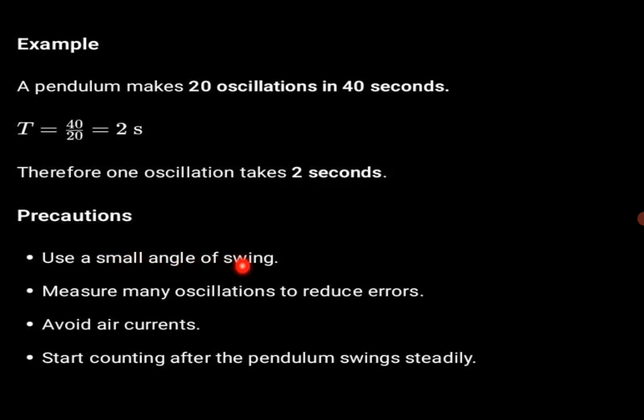So you're saying use a small angle of swing, and measure many oscillations to reduce errors. Don't base your calculation on just a few oscillations. You need to have as many oscillations as possible. I chose 20 oscillations, and then you record the time for that, which you can use to find the period. So period is simply the time taken to make that number of oscillations divided by the number of oscillations. So measure many oscillations to reduce errors.